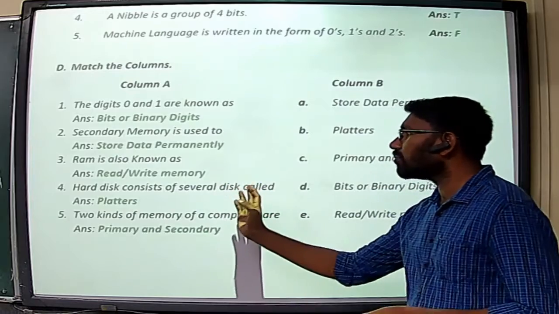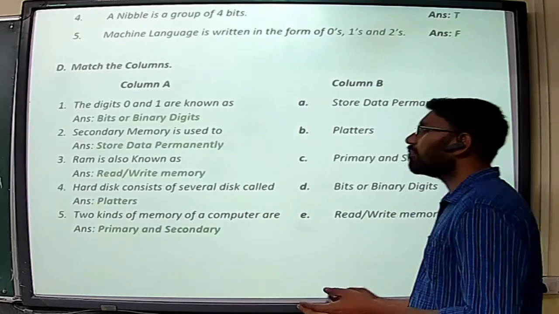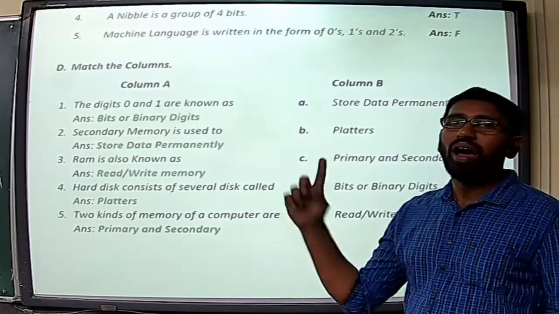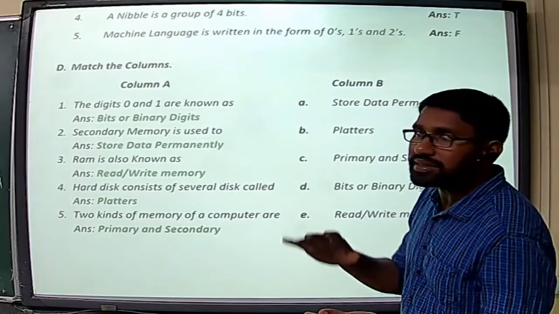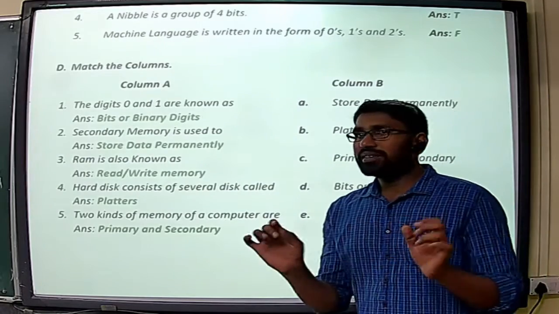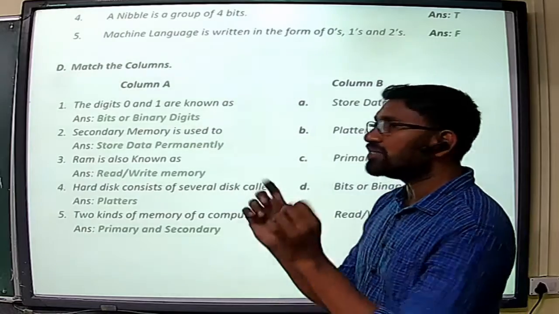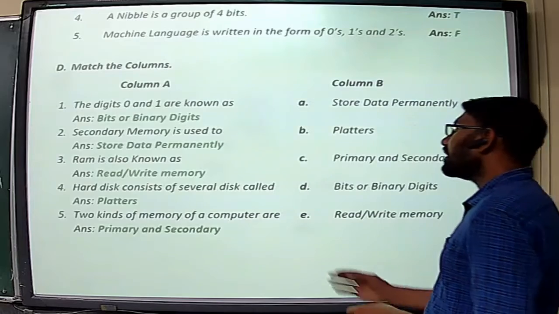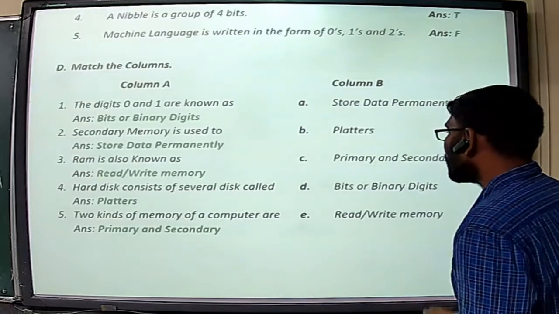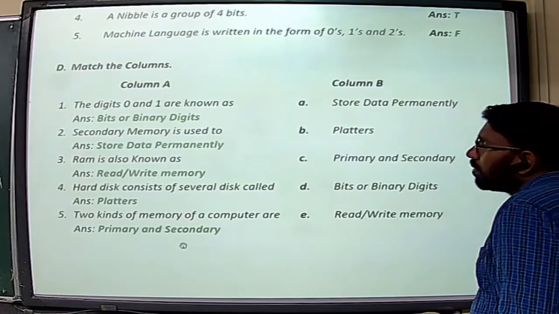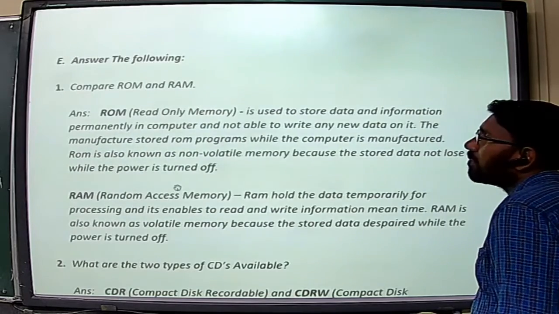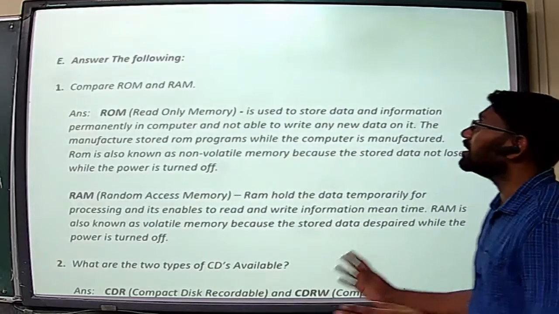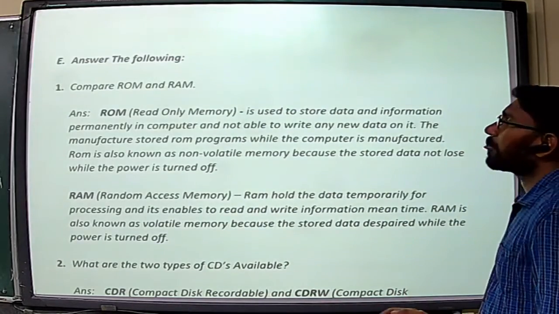So, it's read-write memory. Hard disk consists of several disks called platters. While we were discussing the hard disk, we already discussed the many plates inside the hard disk, is it? So, each plate has a read-write head, and the plate we call a platter, is it? So, the answer is platters. Then, the two kinds of memory in a computer are primary and secondary, is it? Primary memory: ROM and RAM. Secondary memory: hard drive, floppy, DVD, CD, pen drive. Clear?